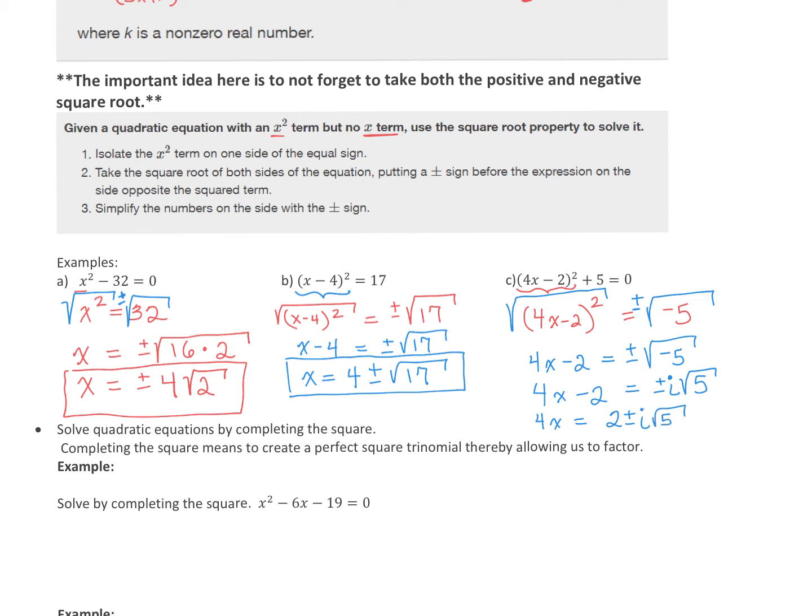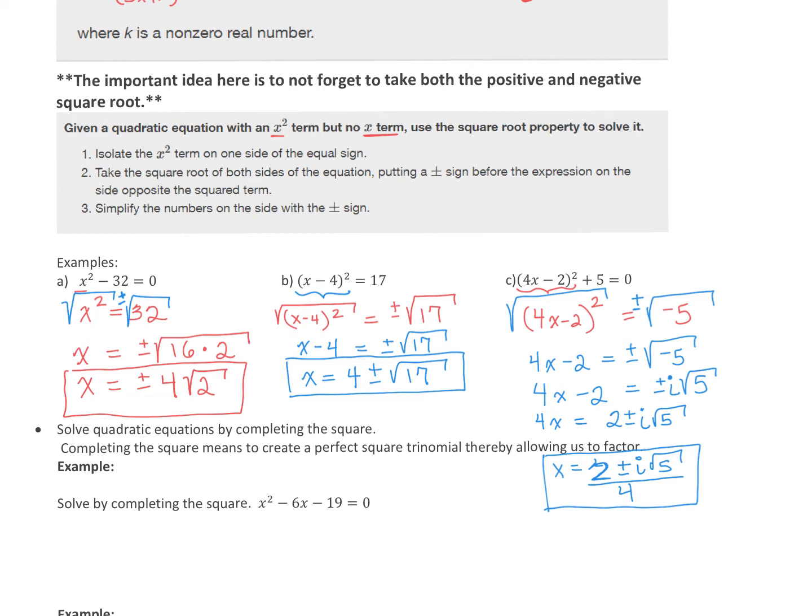And then we will divide by 4. And we will get x equals 2 plus or minus i root 5 all over 4. So again, we get two answers here. We get 2 plus i root 5 over 4 and 2 minus i root 5 over 4.